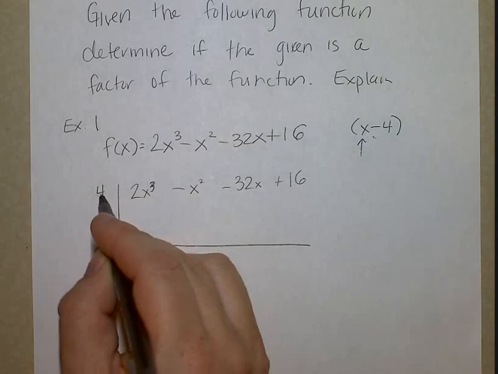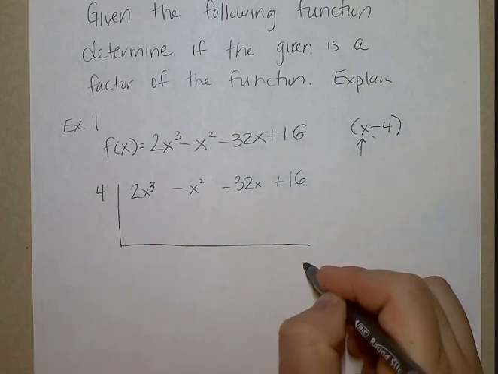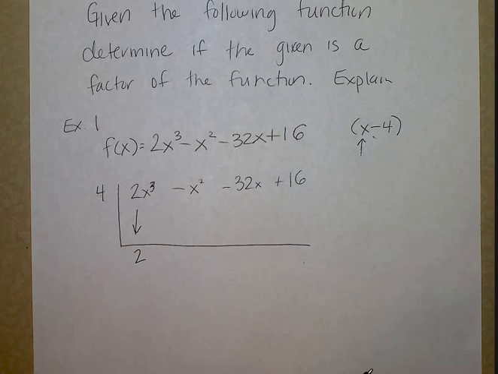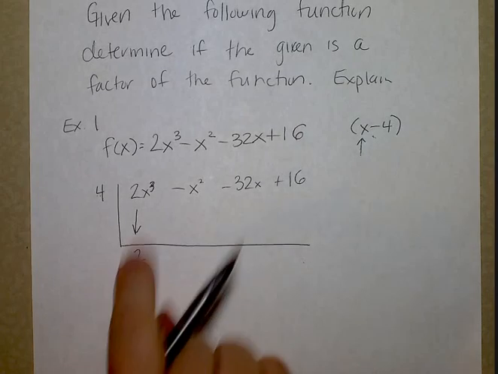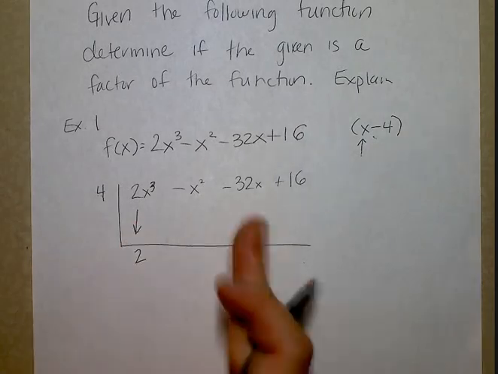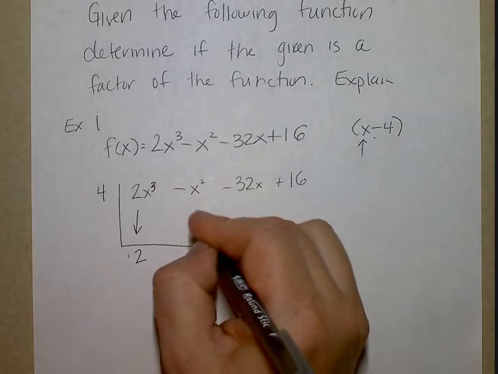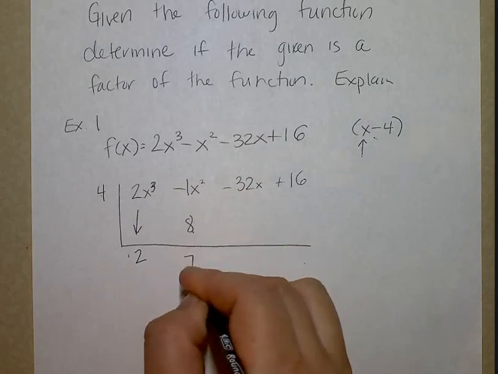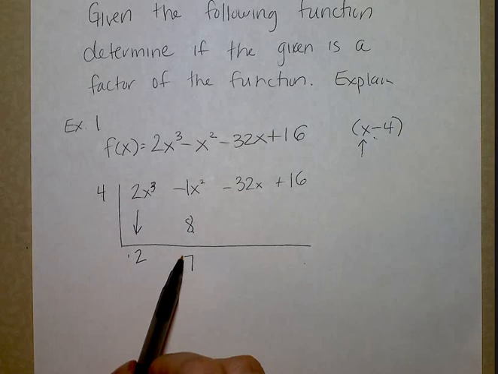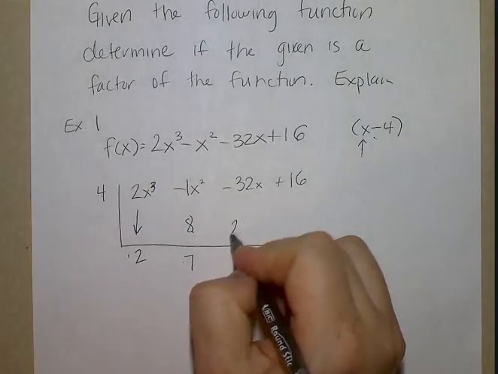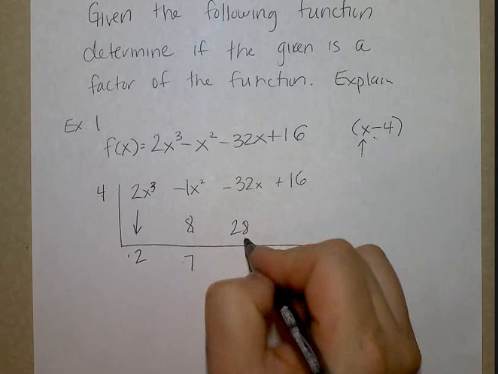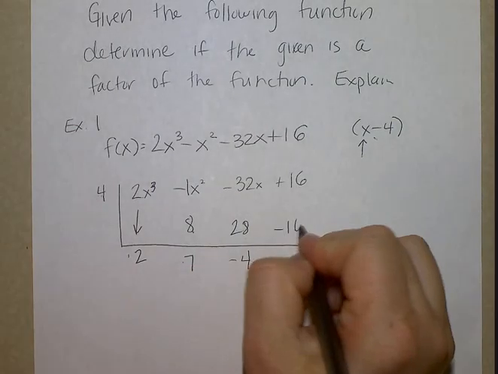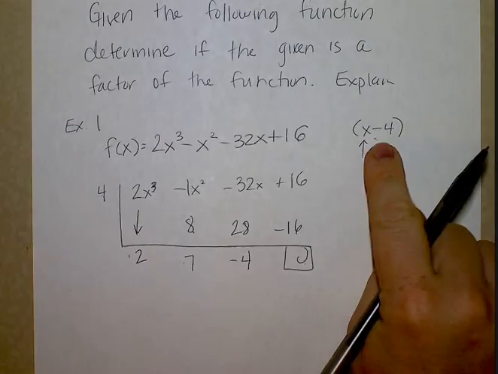Now, if it is a factor, what will I end up with? 0. Okay, let's test. Bring down the 2. Again, that's the most common mistake. Students go, where do I start with synthetic division? Bring down the first, and then you're going to do mama. Multiply, add, multiply, add. So multiply to get 8, add to get 7. Multiply to get 28, add to get -4. Multiply to get -16, add to get 0. So is this a factor?